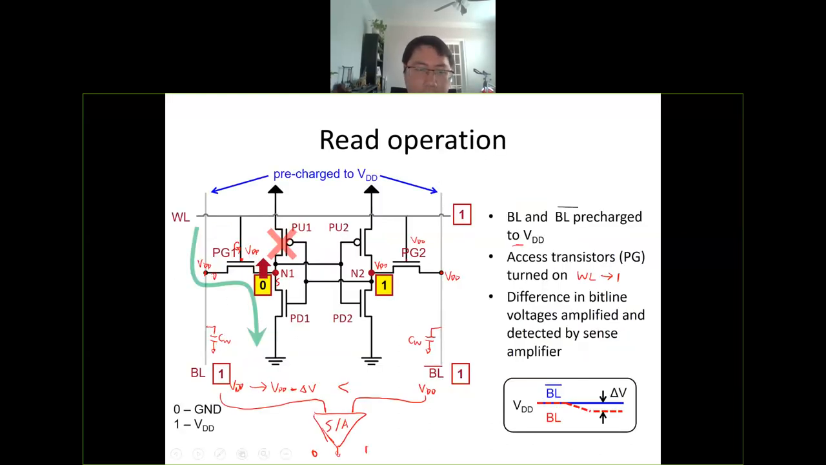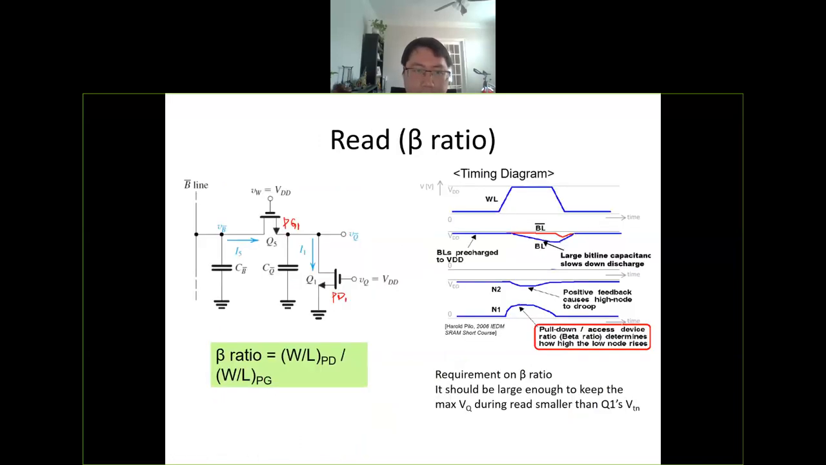Here, this is the current flow from the PG1 and the PD1. Actually, here only those two transistors are active in this read operation. The other transistors are off. There's no current flowing in the other transistors. You can verify that by yourself. So only those two transistors are working here. So let's analyze those two transistors in detail.